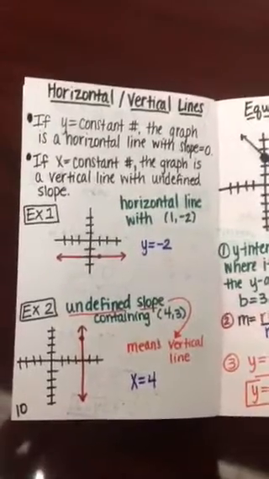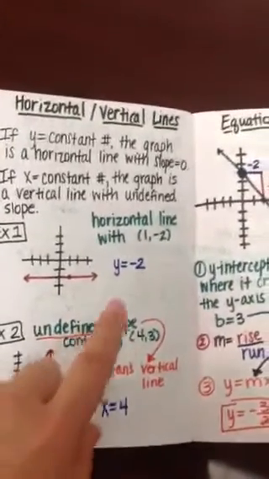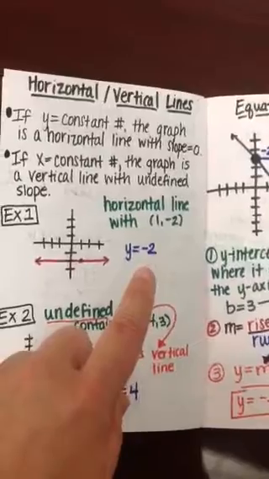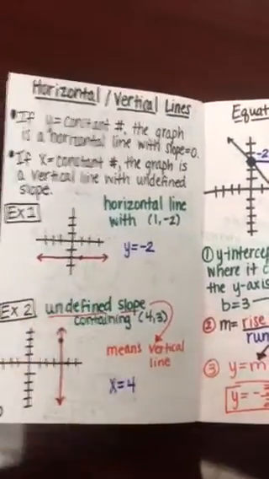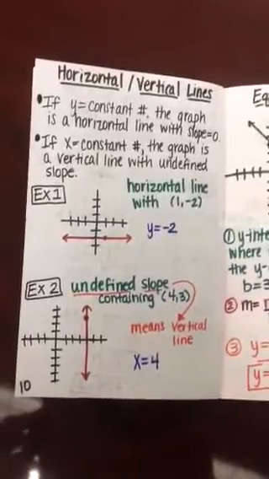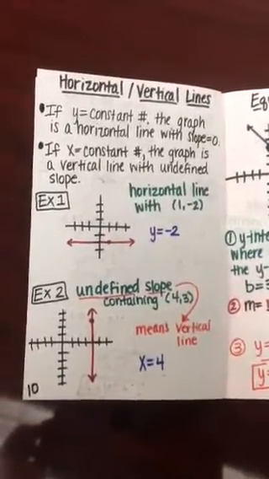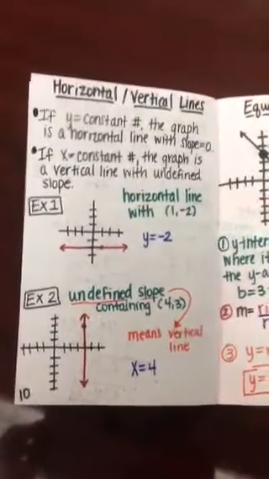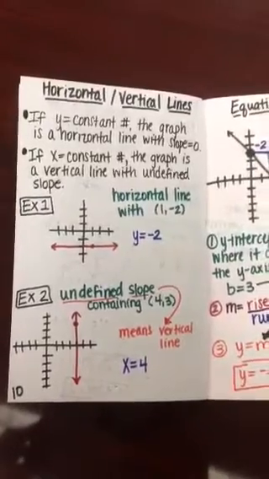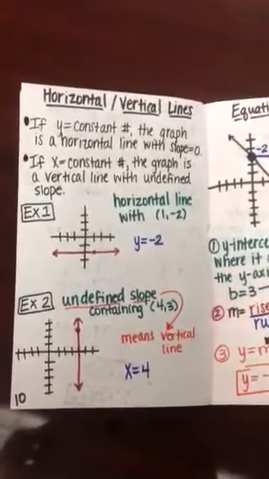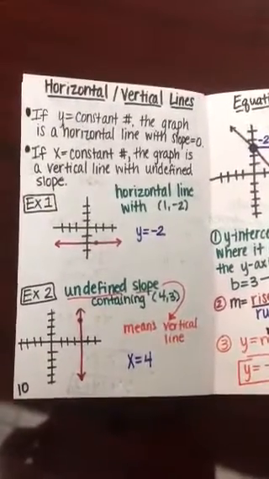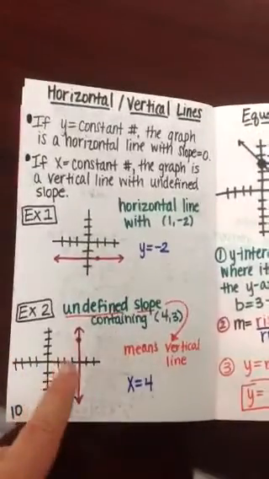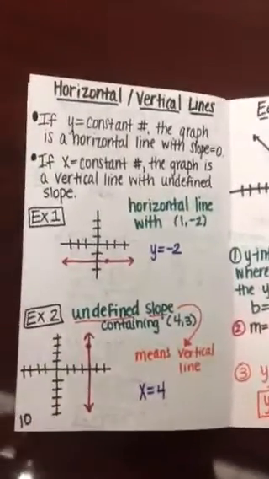And here are 2 examples. You have y equals negative 2. So it's going to go through the y-axis at negative 2. And it's a slope of 0. If I have an undefined slope containing 4, 3, that means it's a vertical line. And it's going to go through x equals 4. So if you look at your graph, where x equals 4, it goes right there.